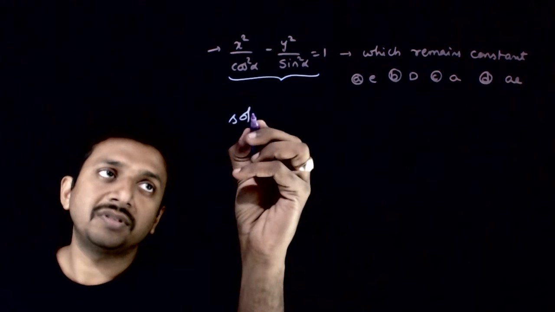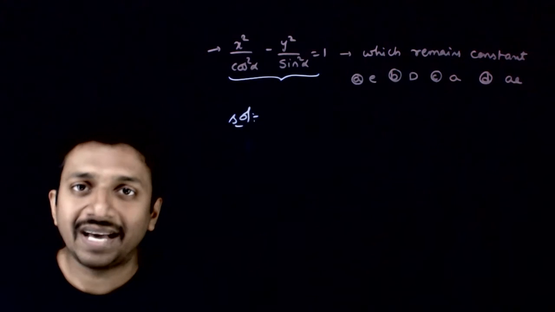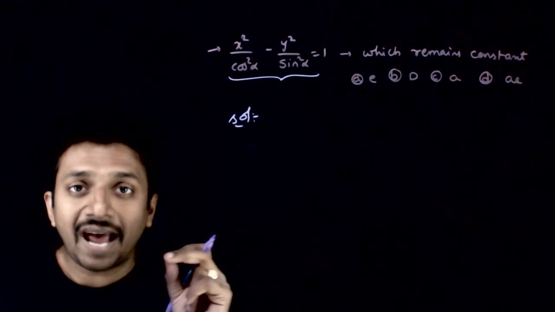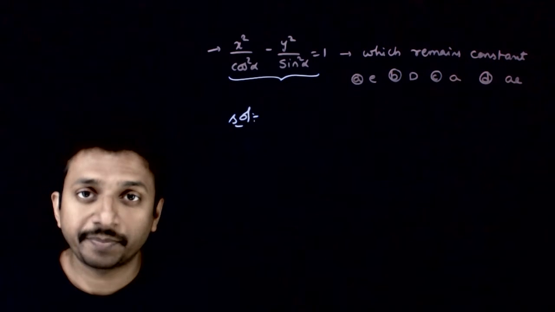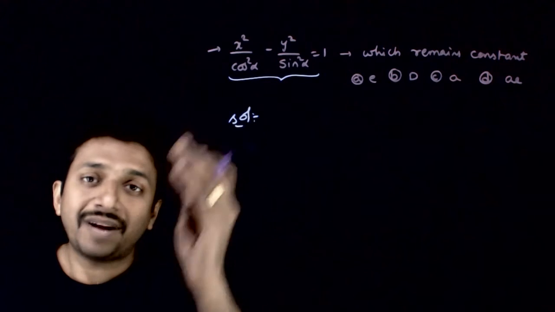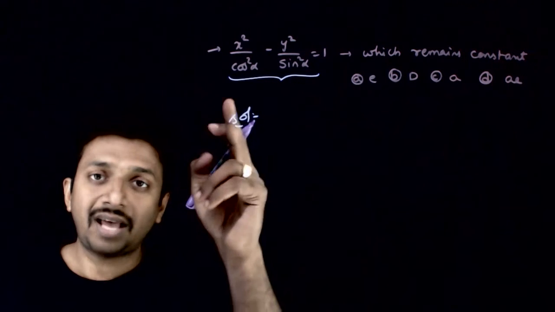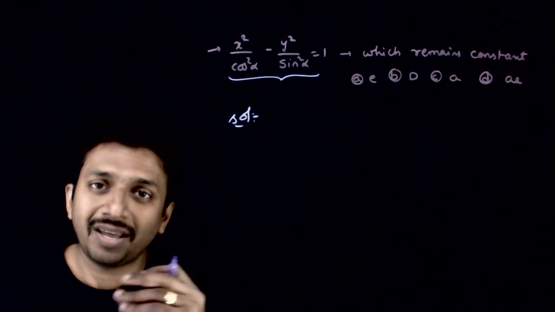We have four options. One is the eccentricity, the other is the directrix. The third option is the abscissa of the vertex. The fourth is the abscissa of the focus. Now let us find the eccentricity of this hyperbola, because all of this depends on eccentricity.